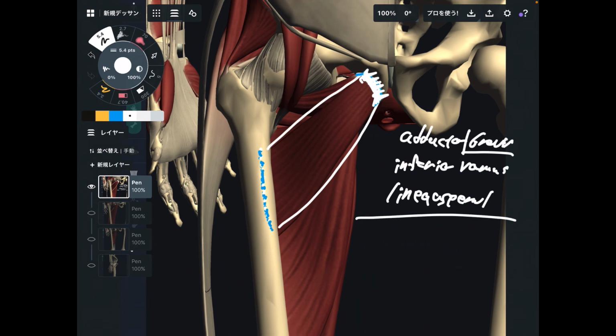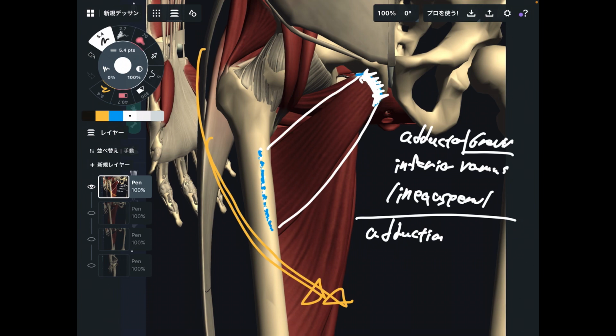What is function of this muscle? There are few functions. The main function is, of course, what? That's adduction. That is why this muscle is adductor brevis. That makes sense. By the way, adduction is this movement. You open up leg first, then you close leg. This is adduction.